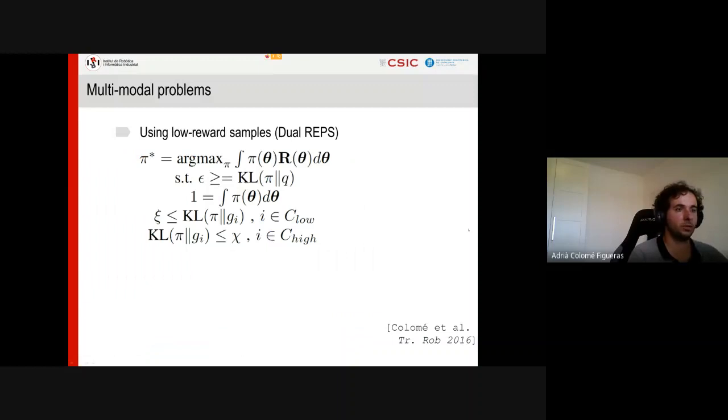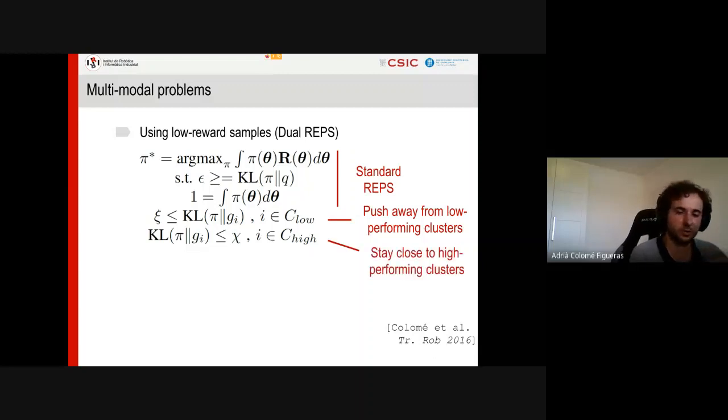Also, what we did here was to not only use this REPS algorithm but add two restrictions to those equations, those horrible equations that I just showed you. So basically, here what we would do is optimize the policy. The first row is maximizing the expected reward, subject to the constraint that we don't want the new policy to be very far away from the current policy, and also that the policy is a probability distribution. But we have two new restrictions.